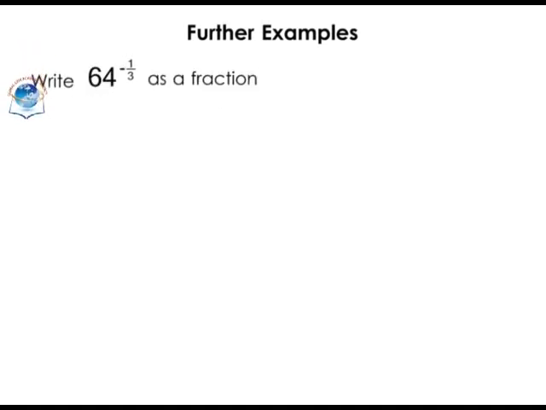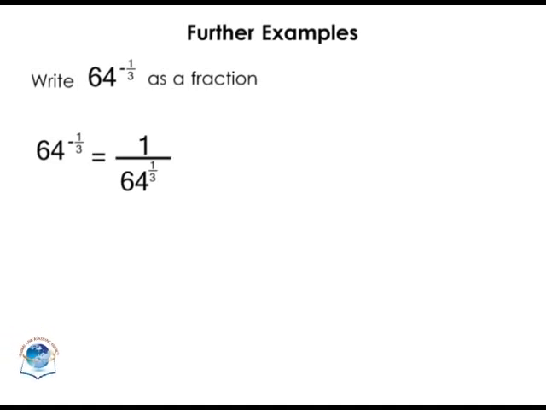Another example, write 64 raised to power negative a third as a fraction. From the rule of negative indices, 64 raised to power negative 1/3 will be equal to 1 over 64 raised to power a third. And from the rule of fractional indices, 64 raised to power a third is equal to the cube root of 64. And so we have 1 over the cube root of 64. And the cube root of 64 is 4. So our answer is 1 over 4.